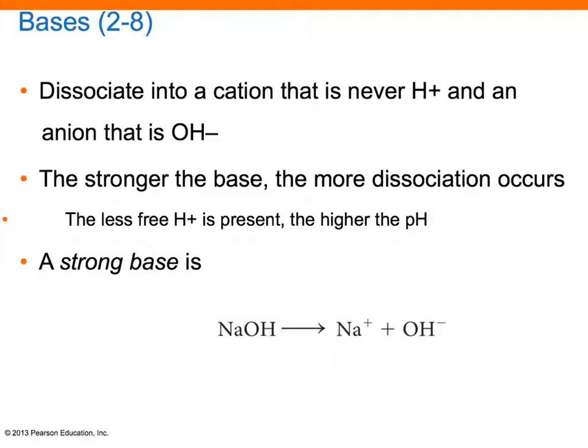Bases dissociate into an anion that is OH negative. The stronger the base, the more dissociation occurs. So there is less free hydrogen ion, or H+, so the pH is higher, and that's a strong base.